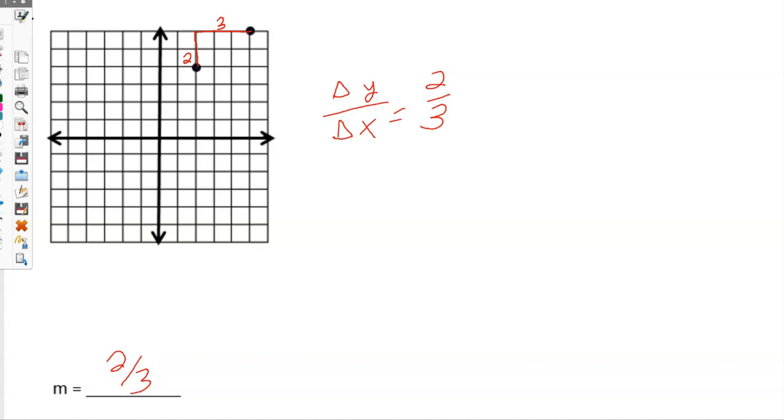Now we've kind of talked about how we do it graphically. You can move on to the next video and look at how we're going to use the slope formula to find slope, and maybe when we don't have a graph.